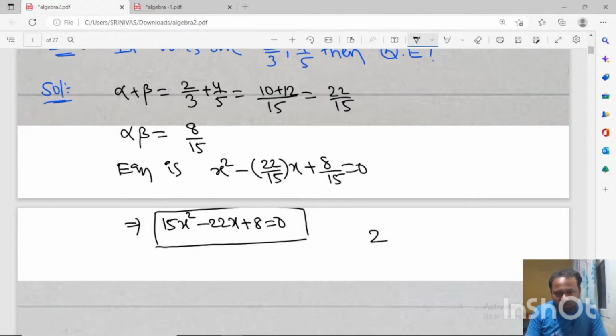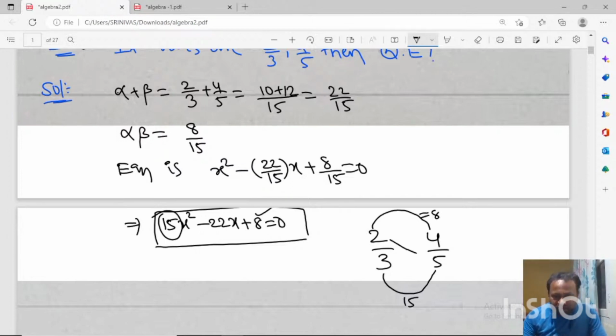What is 2 divided by 3 next to 4 divided by 5? First, 5 threes are 15. You got 15. After that, 4 twos are 8. You got 8. Next, 5 twos are 10 plus 4 threes are 12, so it will be 22. Direct shortcut method.